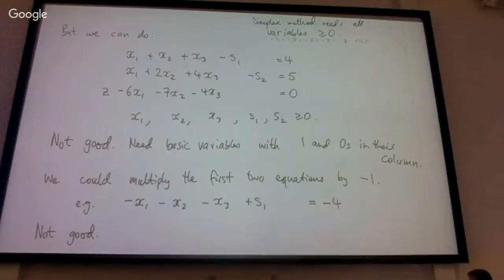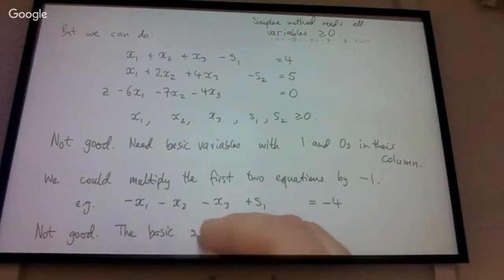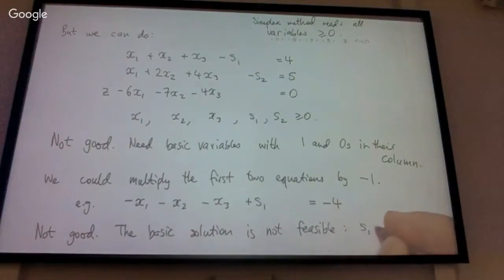Now the problem is that in what we would like to be the basic feasible solution, when we set all the x's to 0, s1 would be -4. But we want s1 to be greater than or equal to 0. So we wouldn't get a basic feasible solution. And that's not good. So the basic solution is not feasible. It would be s1 equals -4, s2 equals -5.